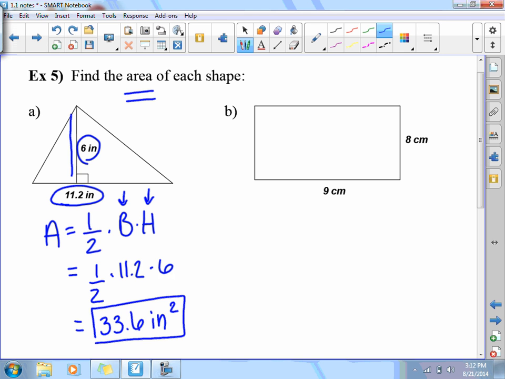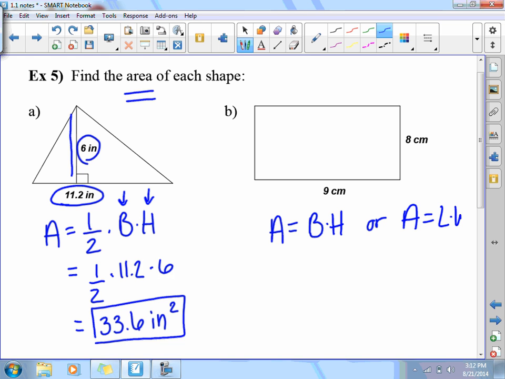Okay. Our last example then, this is a rectangle, and again we have a formula for the area of a rectangle. It was in our notes earlier as well. Area equals base times height, or area equals length times width. Either one will get you the correct answer. It just depends on how you want to think of it.